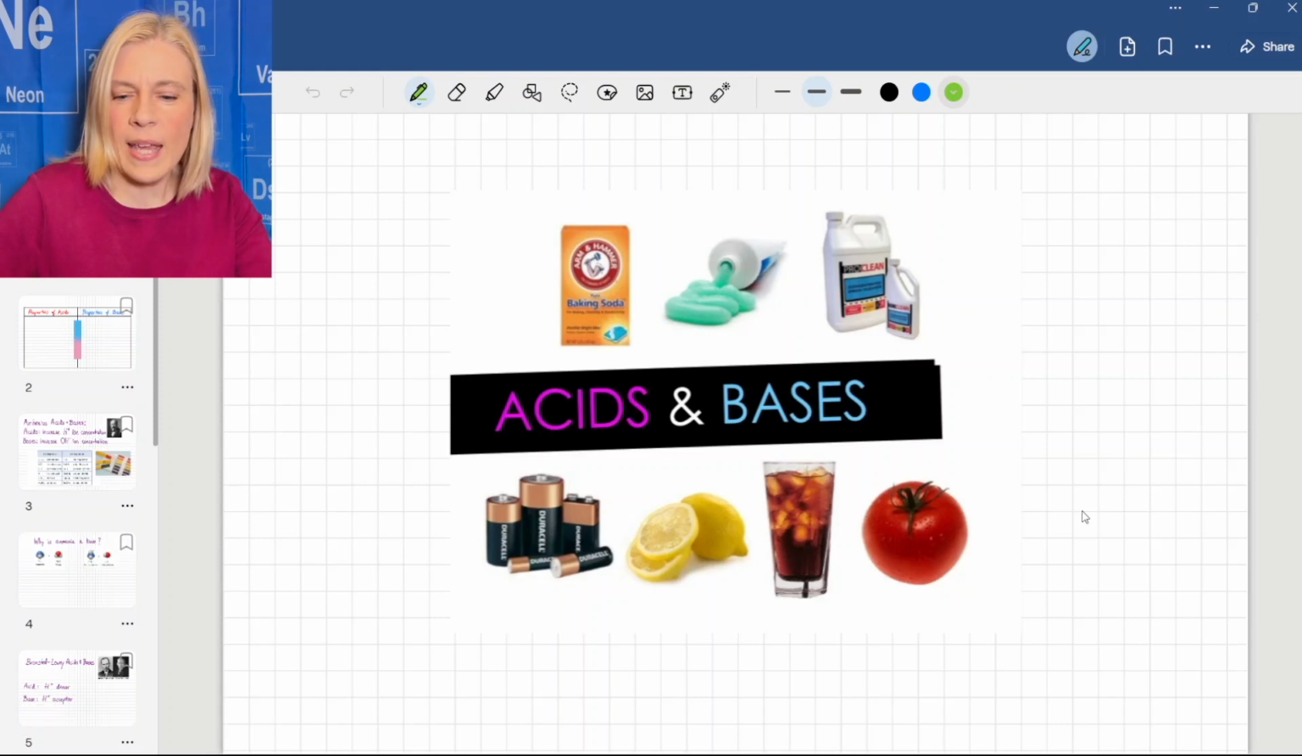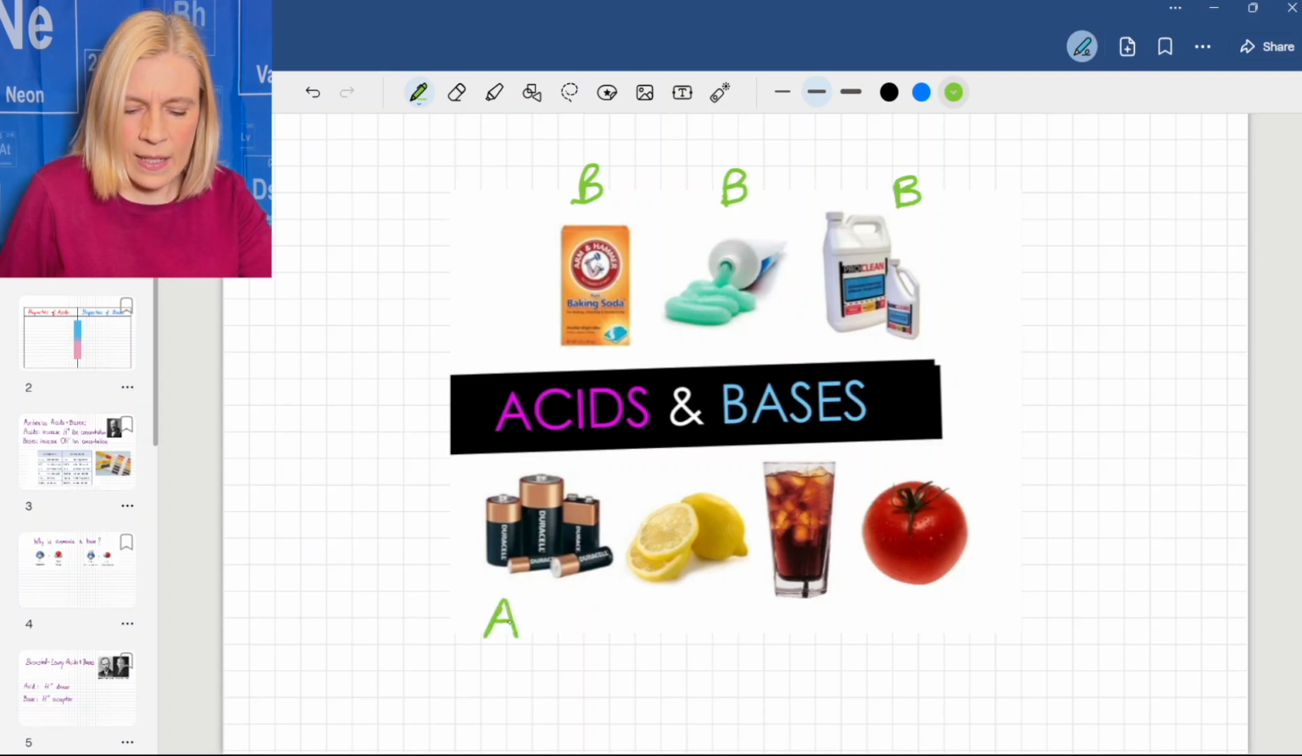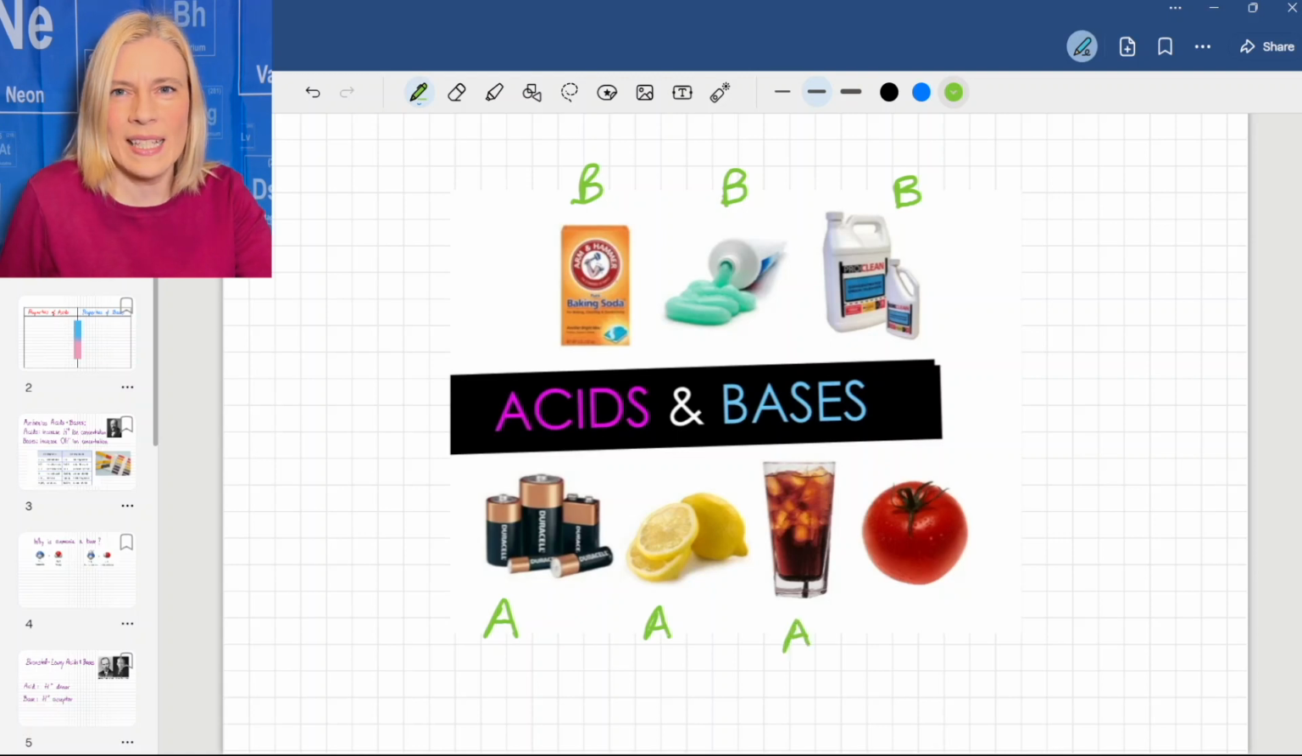Let's go. Baking soda, acid or base? Base. Toothpaste, acid or base? Base. Some kind of cleaning solution, Pro-Clean, acid or base? Base. Wow, maybe there's a pattern. Batteries, acid or base? Well, did you hear of battery acid? Acid. Lemon juice, acid. Coca-Cola, acid. And tomatoes, are they acidic or basic?